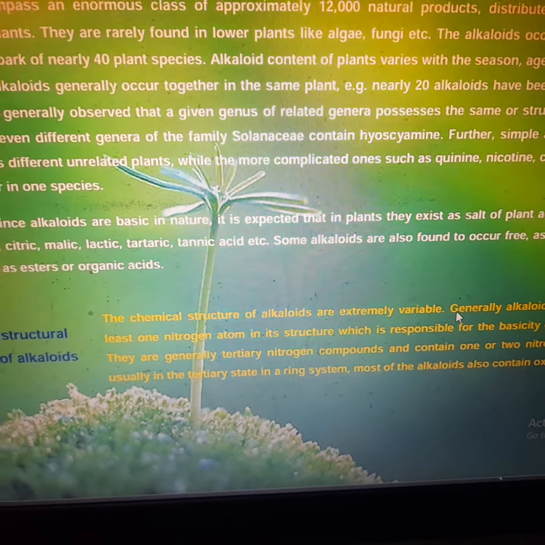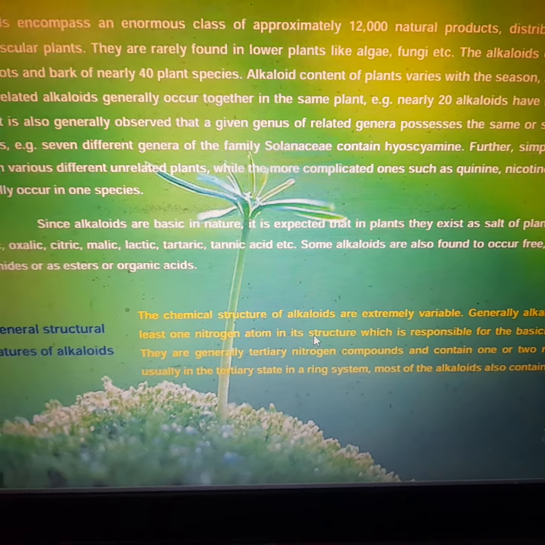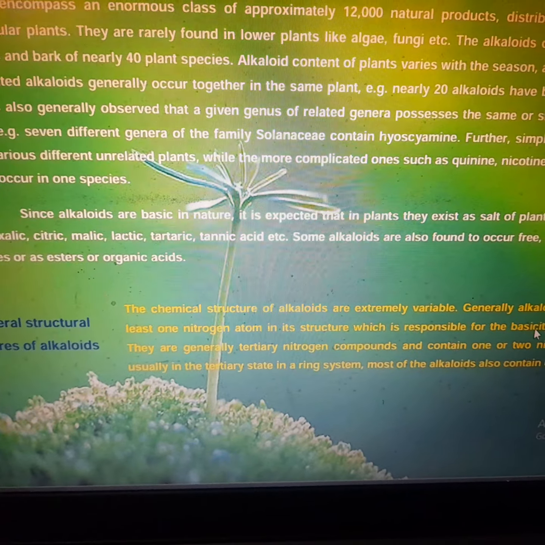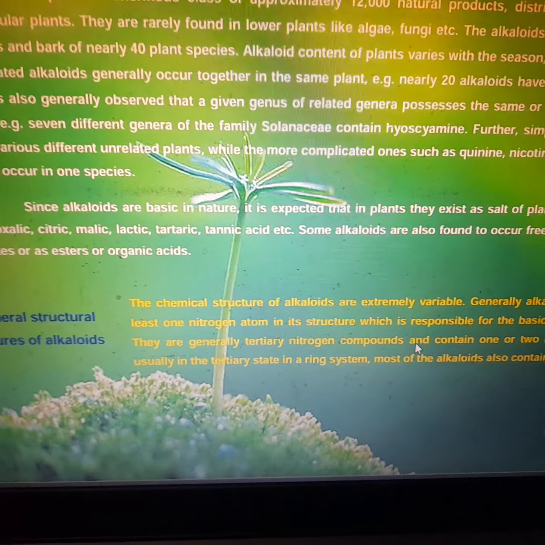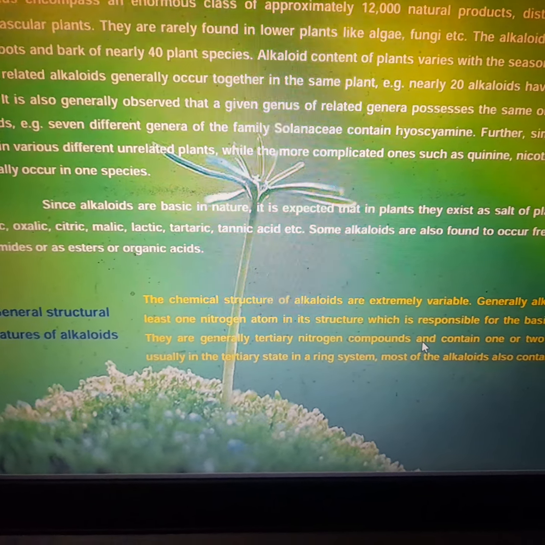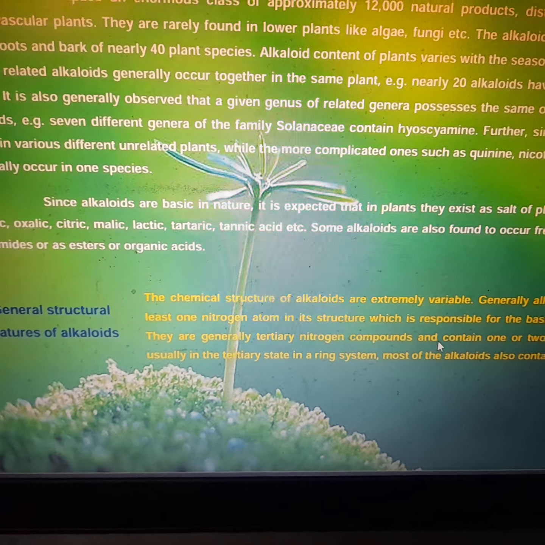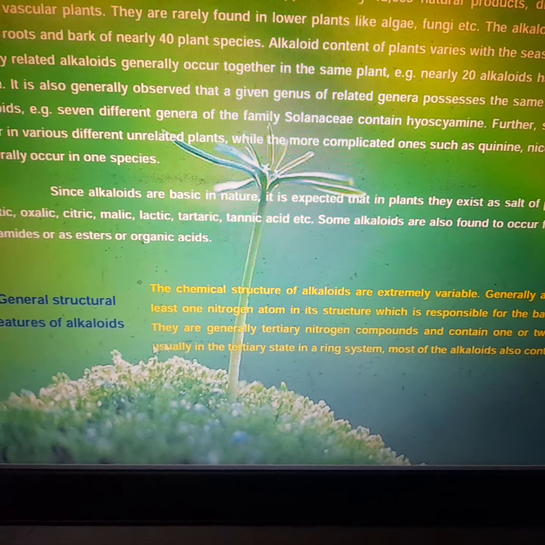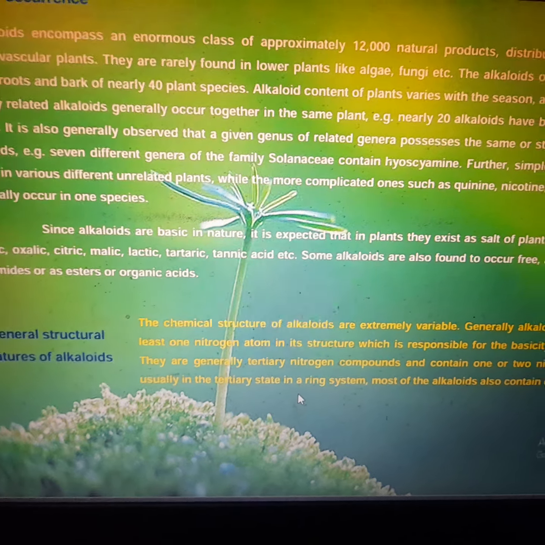and variable nature. Generally, an alkaloid contains at least one nitrogen atom in its structure, which is responsible for the basicity of alkaloids, because nitrogen has a lone pair, it can attract the proton, so it shows the basic nature. They are generally tertiary nitrogen compounds and contain one or two nitrogen atoms, usually in the tertiary state in the ring system. So we are talking about the structure.